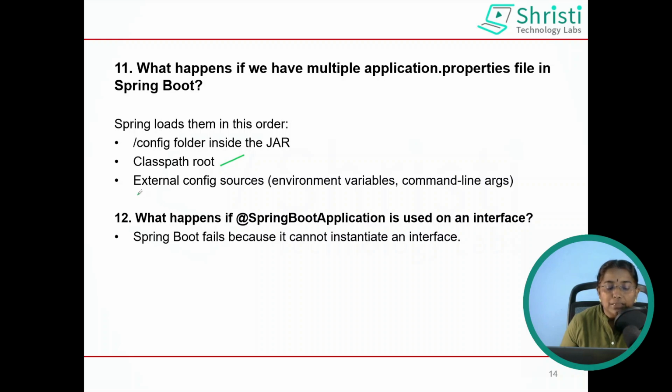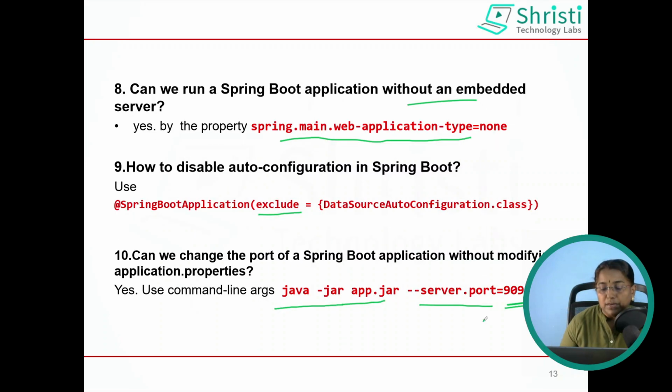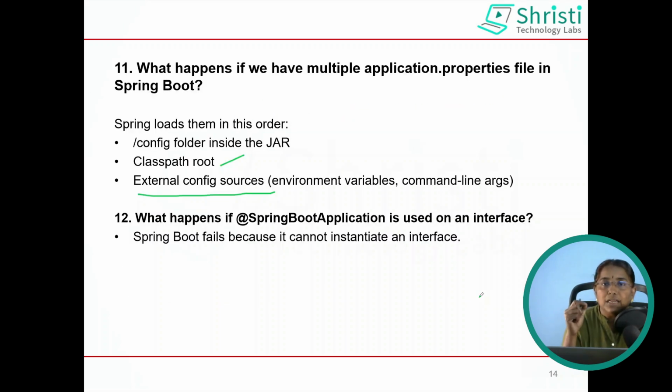Finally, it will go for external config sources, that is, from external environment variables or from the command line arguments, just like what we have given over here. Or if you have your configuration file in a repository, it can also read the configuration file from the repository. Okay, so the order is from the config folder, from within src main resources, from the external config sources. So the highest priority is given to the environment variables and the command line arguments, that is, to external config sources.